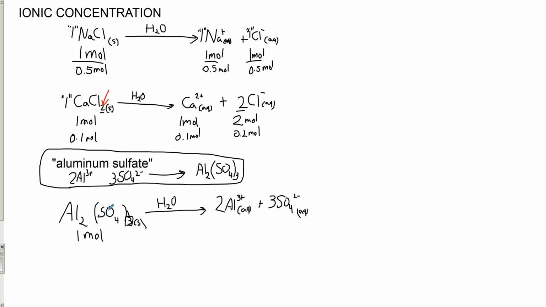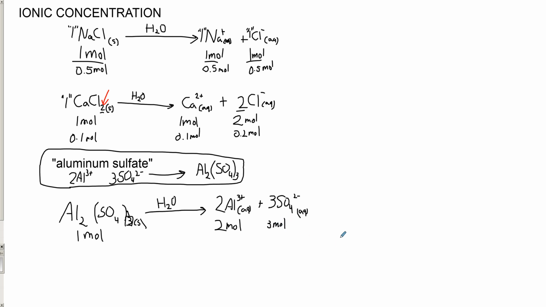again, I haven't talked about concentration. If you noticed, we have not mentioned liters yet, but we will. If I dissolve 1 mole of aluminum sulfate in some water, I'm going to get 2 moles of aluminum ions, and I will get 3 moles of sulfate ions.